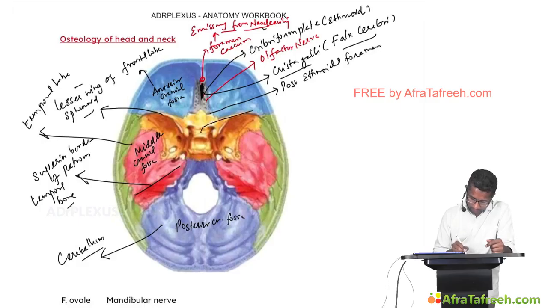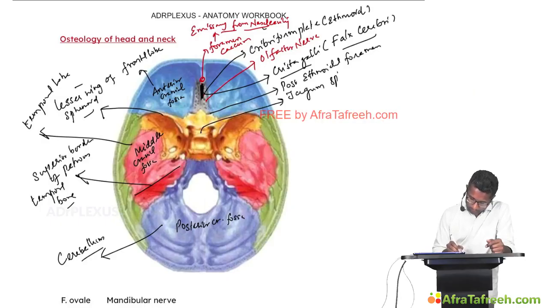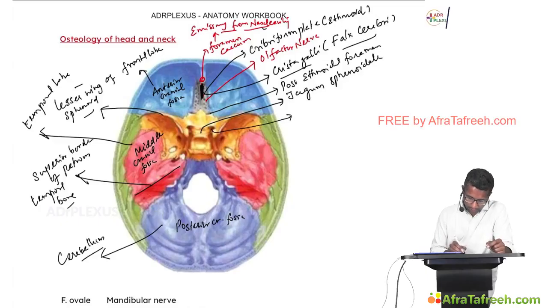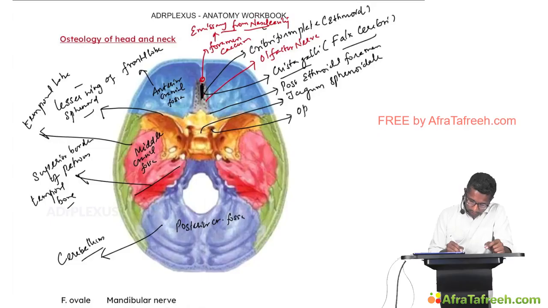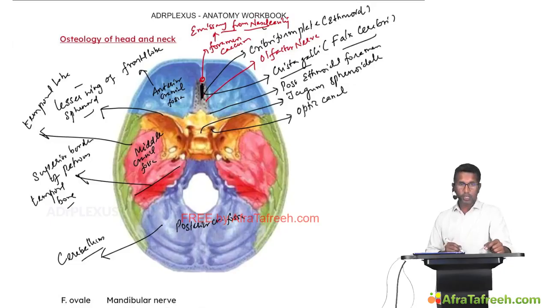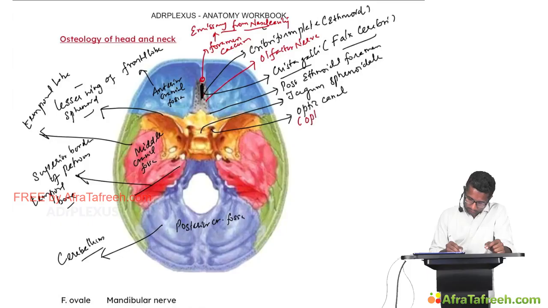And when you come slightly behind, you get an elevation here. This elevation is called the jugum sphenoidale. On either side of the jugum sphenoidale you have an opening, called the optic canal, and the structures which pass through the optic canal are one, the optic nerve, and another, the ophthalmic artery.